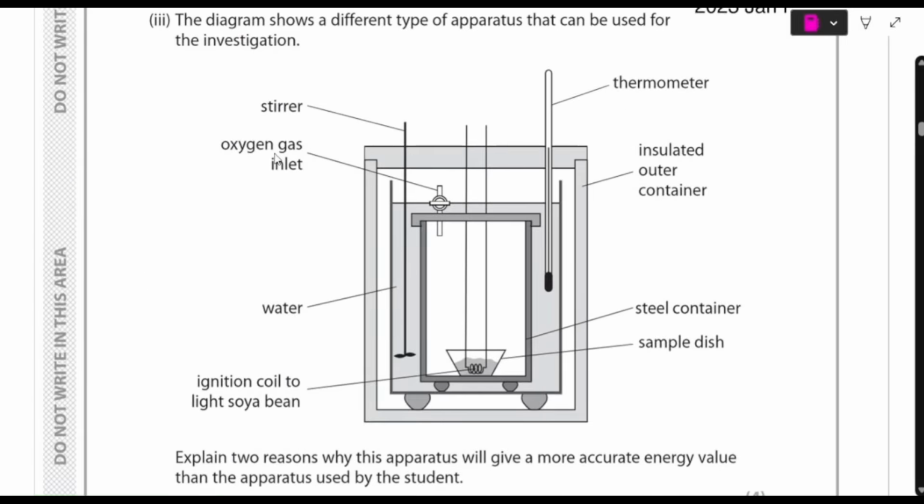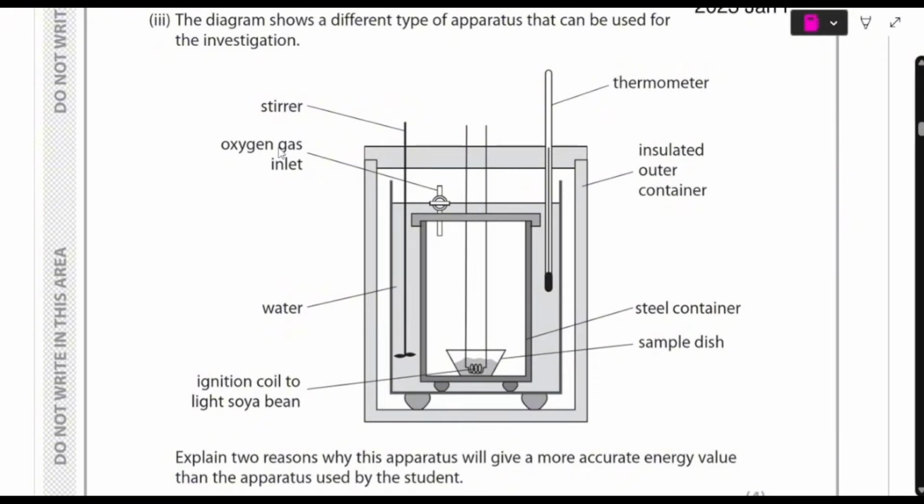Next, we have a calorimeter. The diagram shows a different type of apparatus that can be used for the investigation. Explain 2 reasons why this apparatus gives a more accurate value than the apparatus used by the student. So this apparatus has a lot more features than the previous one, such as the stirrer. A stirrer is generally used in a calorimeter to distribute the heat more evenly.